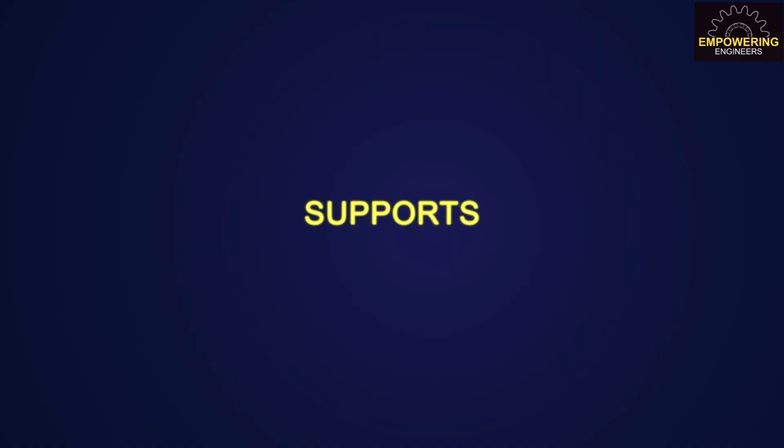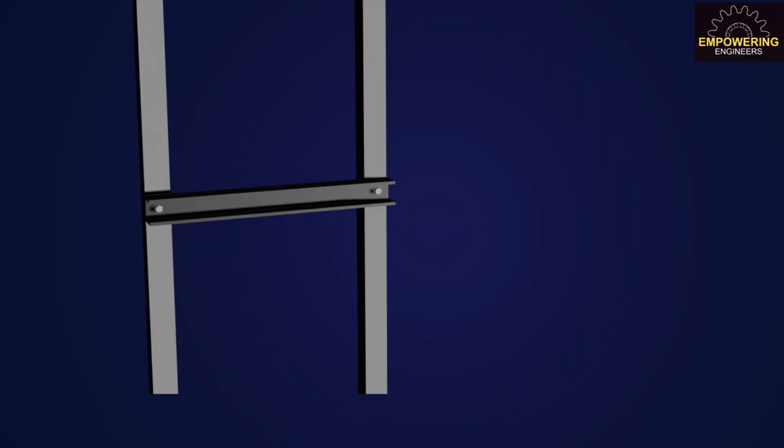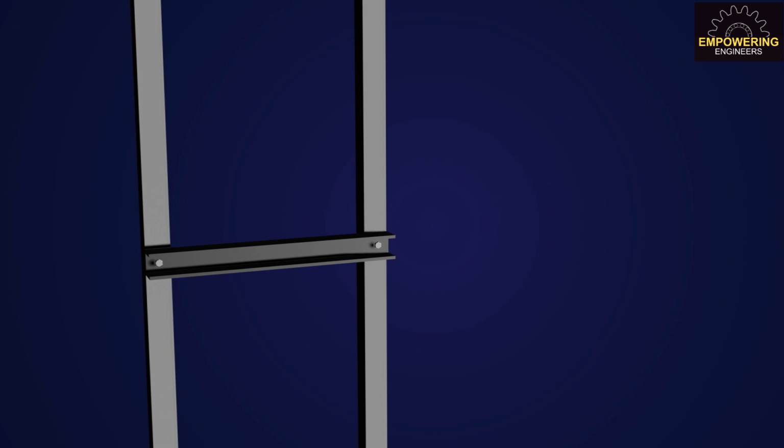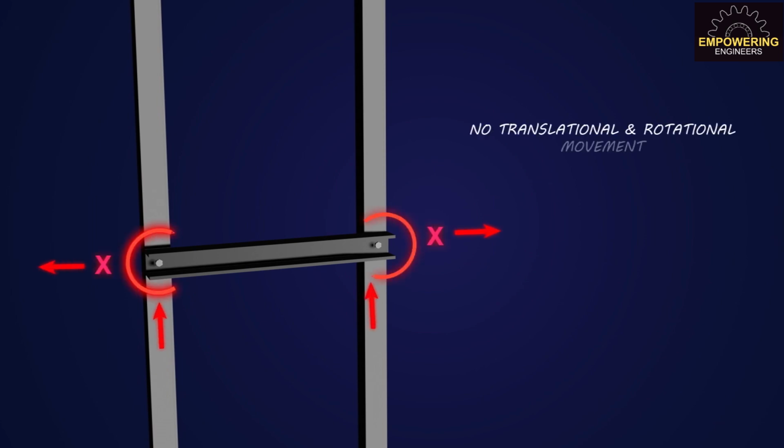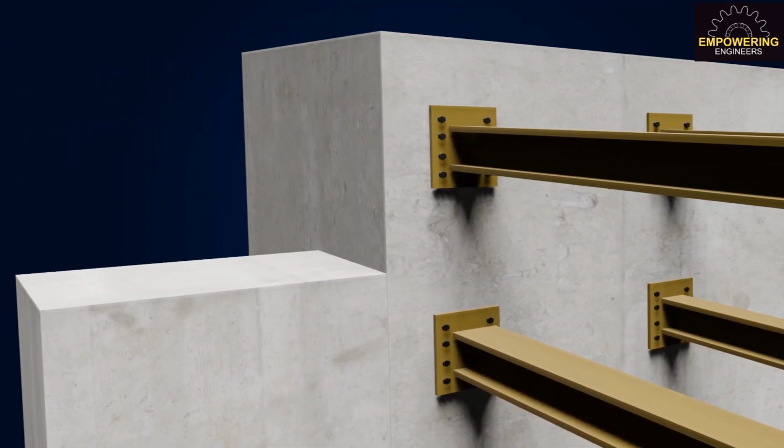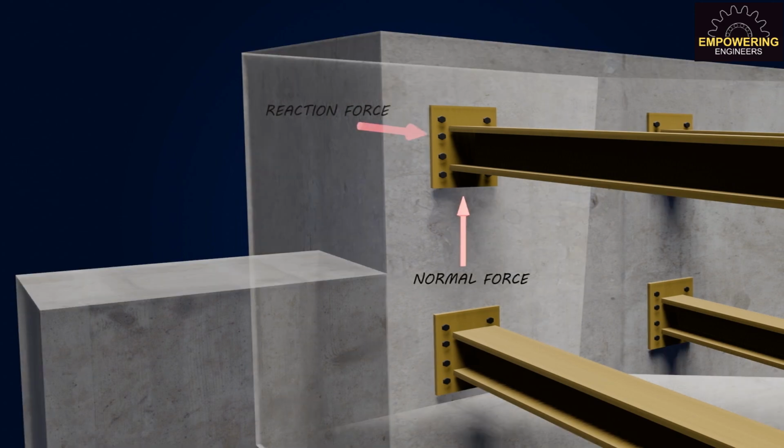Supports. There is no relative movement in fixed supports. They stop movement that is both translational and rotational. The ideal illustration of a fixed support is a beam that is anchored in a wall, while fixed supports have three forces at the joints: normal force, reaction force, and moment force.